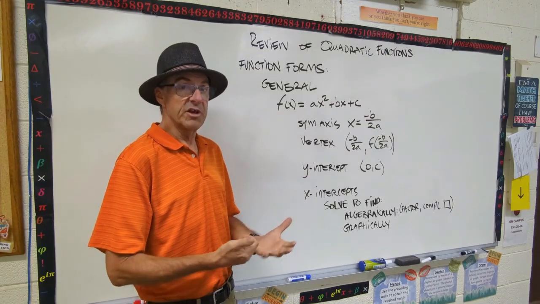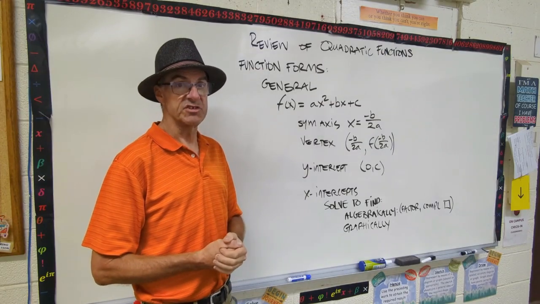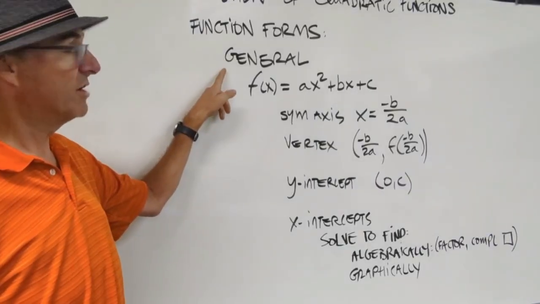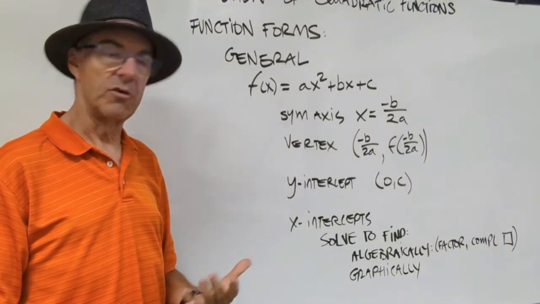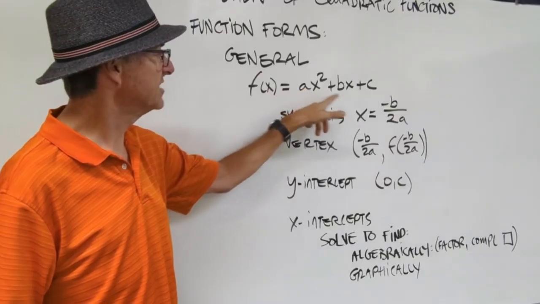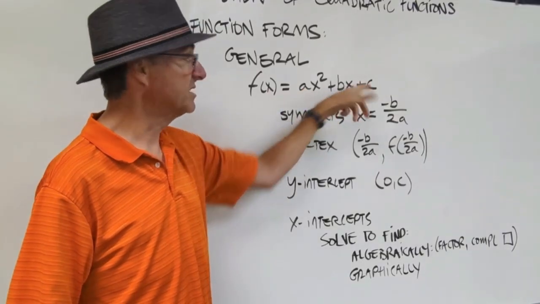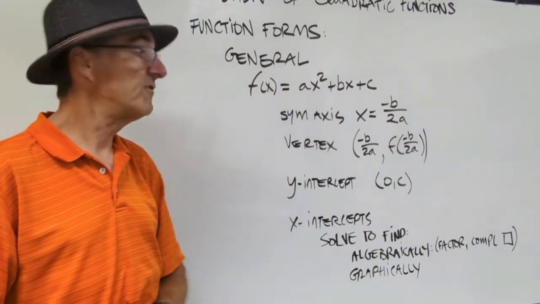So we first started looking at the forms of quadratic functions. So here's our first form, general form, which is also called standard form. And this is with the little letters ax squared plus bx plus c. That's the form for that function.